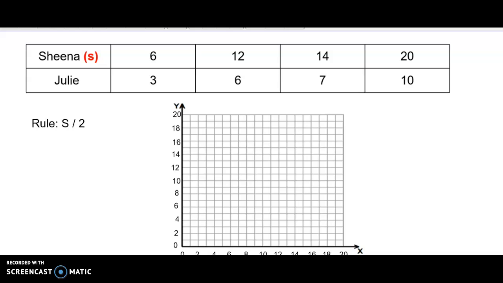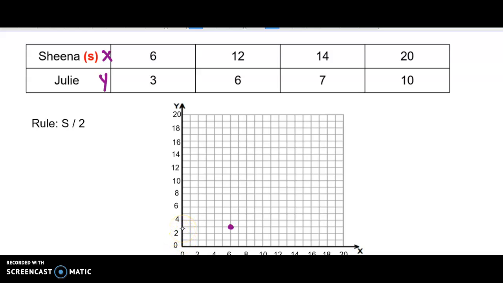This is also from yesterday, Sheena and Julie. Okay, so Sheena's information is on the top, so she's going to be the X. Julie's going to be the Y. The rule is still Sheena divide by 2. Since there is a rule, our points should be in a perfect line. So when I go across here, I have Sheena at 6, Julie at 3. So that would be right there, 6, 3, because it's 0, 1, 2, 3.